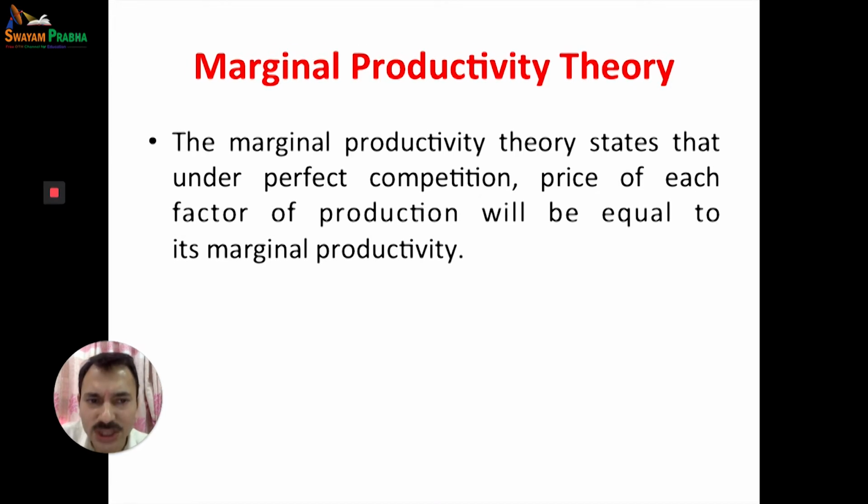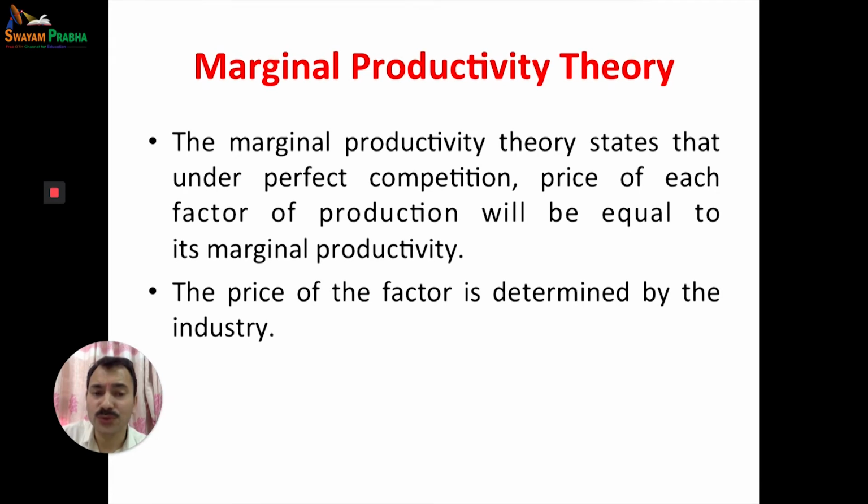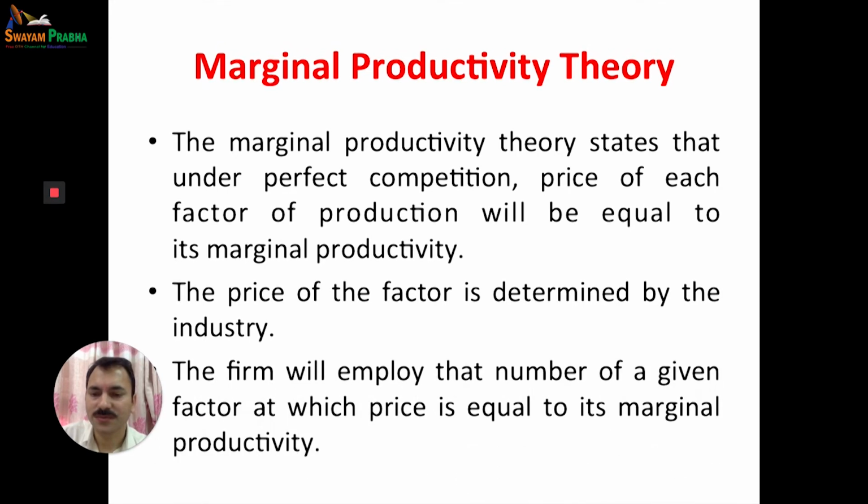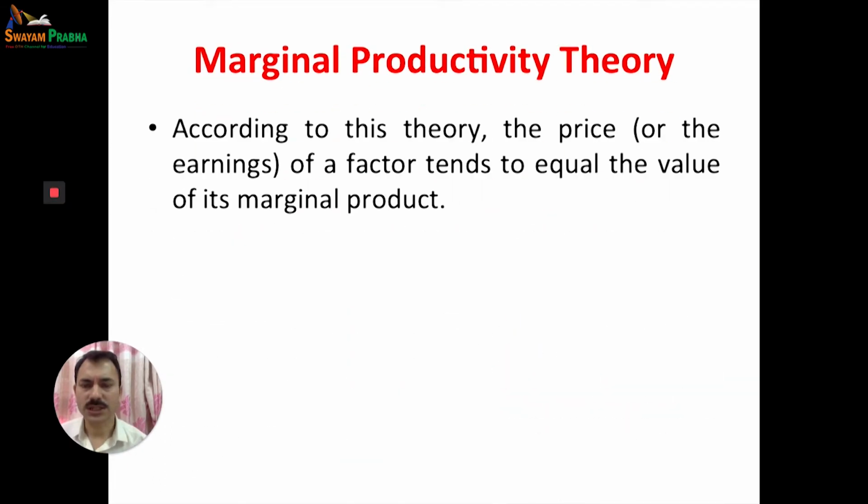So the marginal productivity theory states that under perfect competition, the price of each factor of production will be equal to its marginal productivity. The price of the factor is determined by the industry. The firm will employ that number of a given factor at which the price is equal to the marginal productivity. In perfect competition, prices are determined by the industry. Firms are just price takers, not price makers. Prices are determined through the demand and supply forces of the market. So we assume that in perfect competition, according to this theory, the price or earnings of the factor of production tends to equal the value of its marginal product.